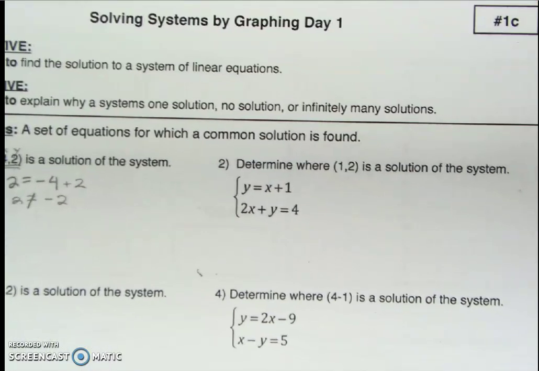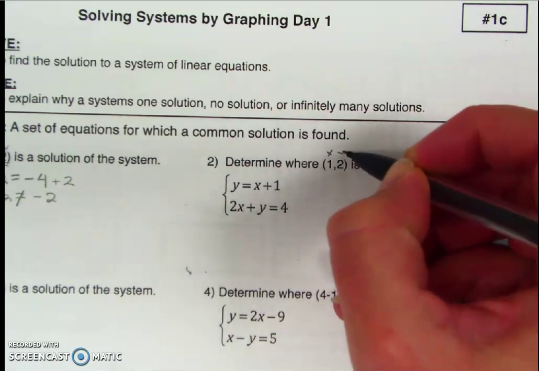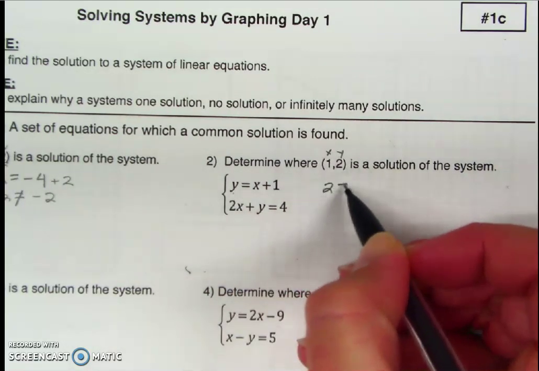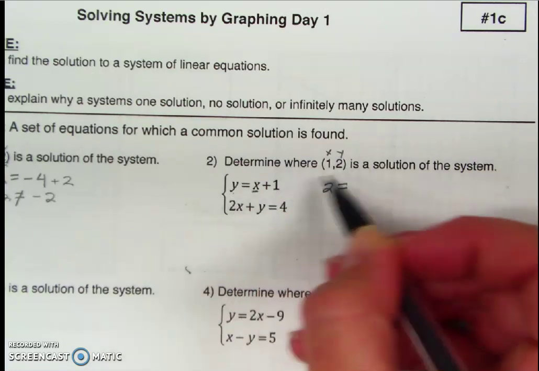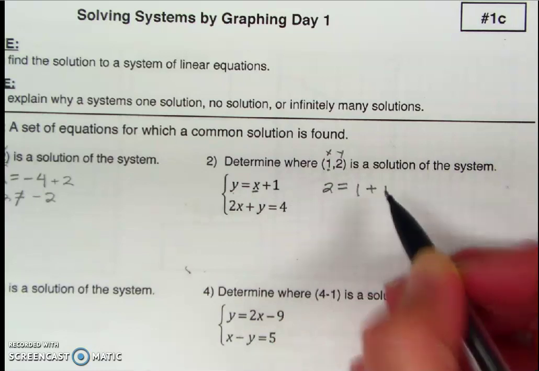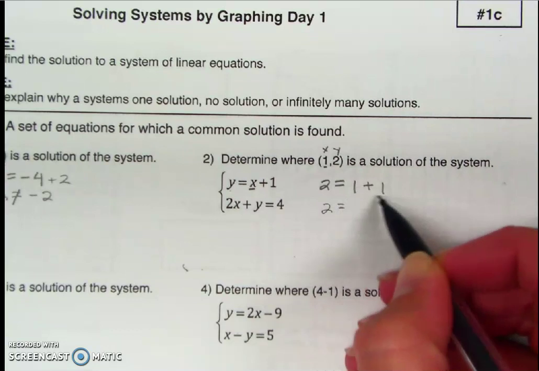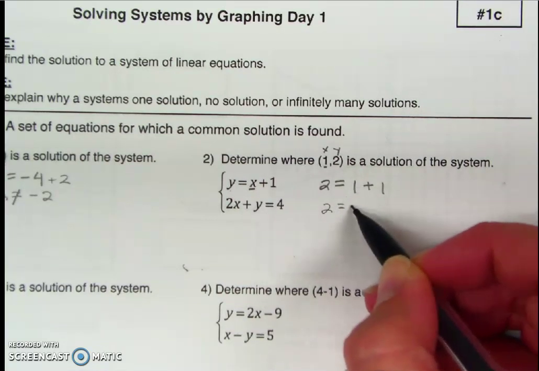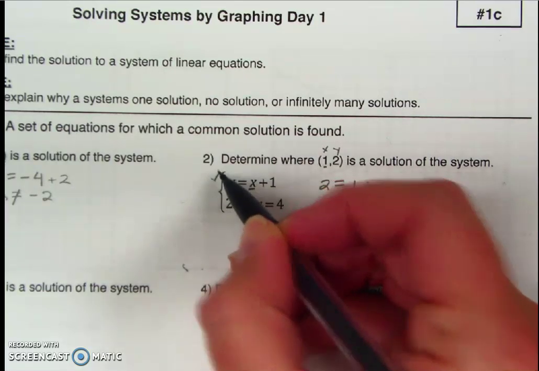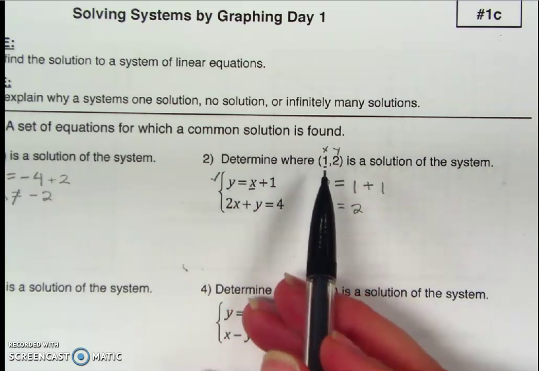Let's try number 2. Number 2 gives us the point (1, 2). So that's where x is 1 and y is 2. So instead of y, I'm going to write 2 equals, instead of x, I'm going to write 1, and then I'll copy the rest of the equation, plus 1. 2 equals 1 plus 1. Well, I'm going to bring down the 2, and then I'm going to work out this side. 1 plus 1 is 2, and because I know 2 is equal to 2, that tells me that that works for the first equation. But that doesn't mean it's a solution to the entire system.